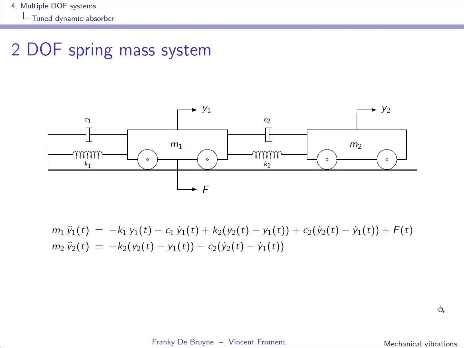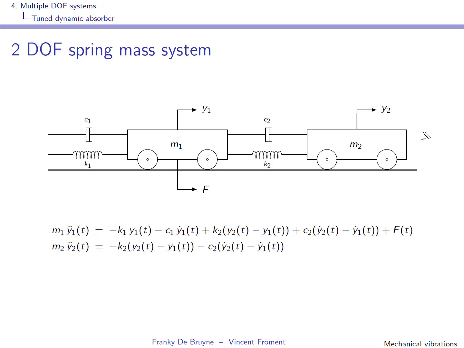Well, let's see how this works. This is a 2 degree of freedom spring mass system that is a little bit simpler than the one we had considered before, and the one that we had considered before was this one, with K3 and C3, right? So now we'll take a simpler system that is just like that.